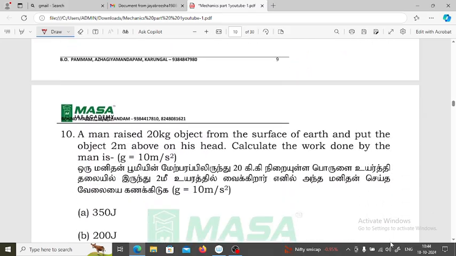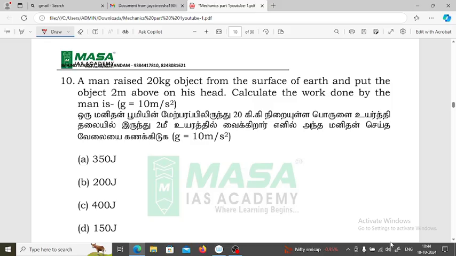Question number 10. A man raised 20 kilogram object from the surface of the earth and put the object 2 meter above on his head. Calculate the work done by the man. Mass of the object is 20 kilogram. Acceleration due to gravity g is given, that is 10 meter second per minus 2. And the distance, he put the object 2 meter above. 2 meter உயரத்தில் வைக்கிறார். எனில் அந்த மனிதன் செய்த வேலையை கணக்கிடுக.